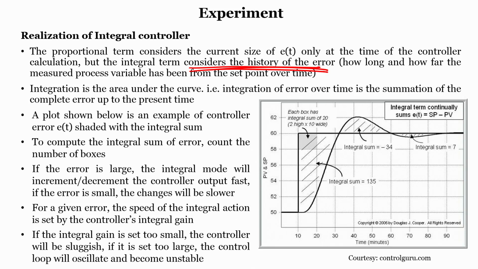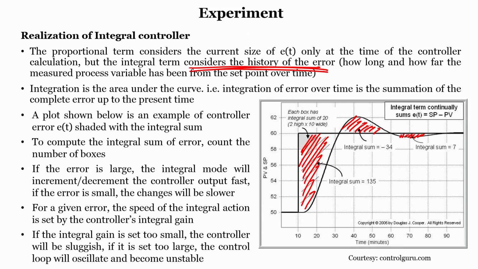Now, integration is the area under the curve, the integration of error over time, and is the summation of the complete error up to the present time. You can see here what is the error, you can say the area under the curve. In the same way, if the value is exceeded, again it is the area under the curve. So, it is the integration of error over time, the summation of complete error up to the present time.